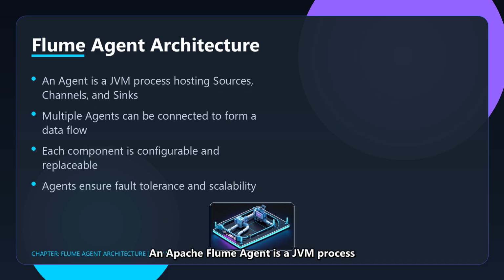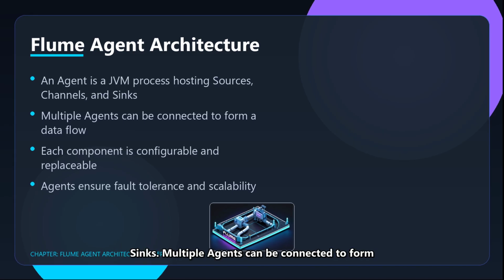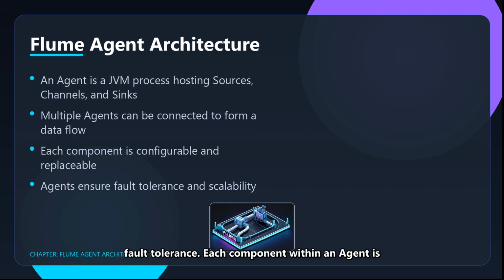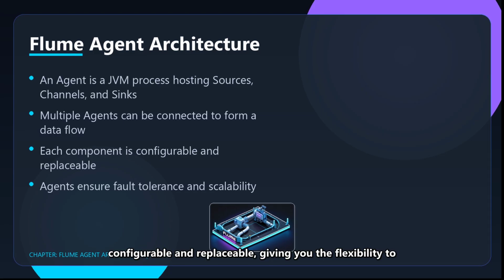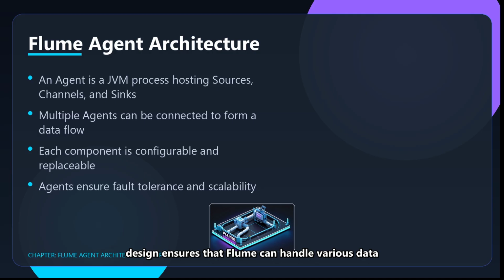An Apache Flume agent is a JVM process that hosts the core components: sources, channels, and sinks. Multiple agents can be connected to form a complex data flow, allowing for scalability and fault tolerance. Each component within an agent is configurable and replaceable, giving you the flexibility to tailor Flume to your specific needs. This modular design ensures that Flume can handle various data ingestion scenarios efficiently.